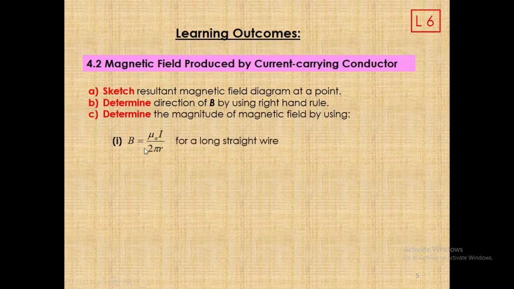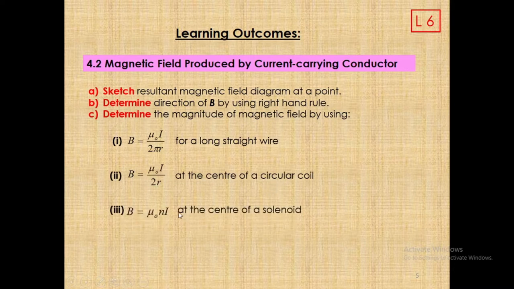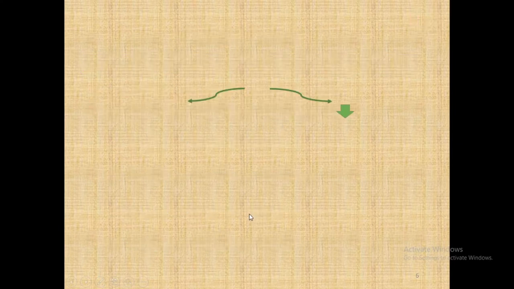these formulas. The first formula is B equals mu naught I over 2 pi r, which is for a long straight wire. And then the second one is B equals mu naught I over 2R at the center of a circular coil. And then the third one is B equals mu naught n I at the center of the solenoid. And then the fourth one is B equals 1 over 2 mu naught n I at the end of the solenoid. So to calculate the magnitude of the magnetic field, we have four formulas that you need to memorize.